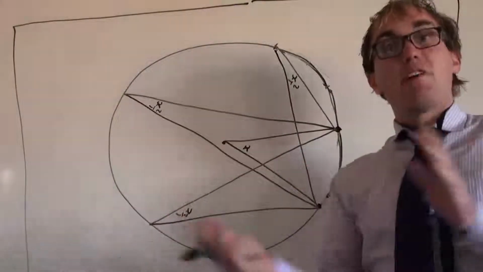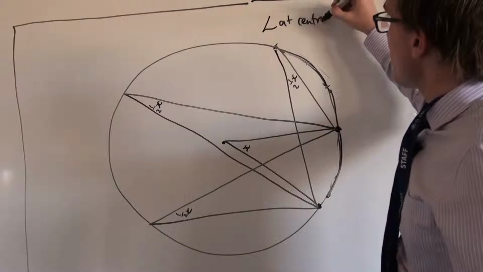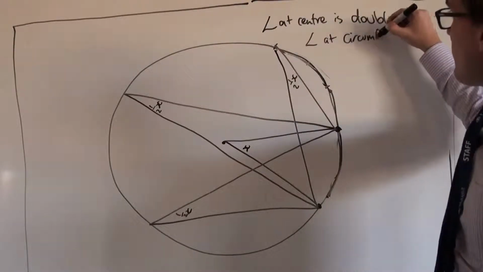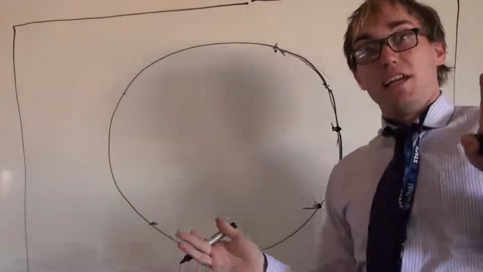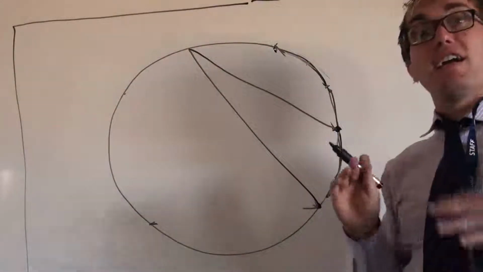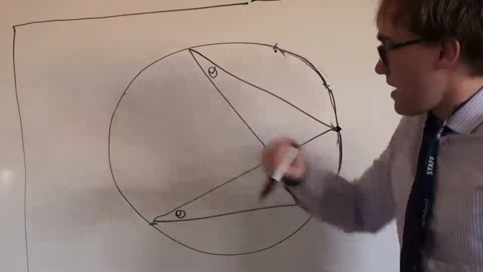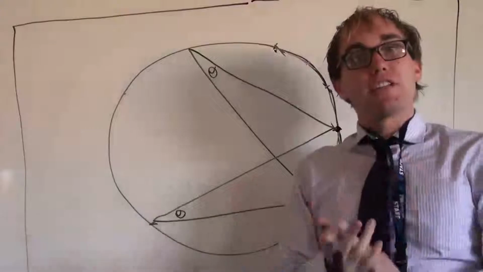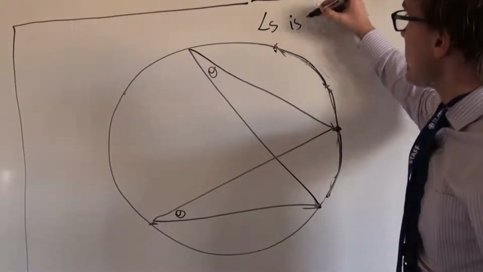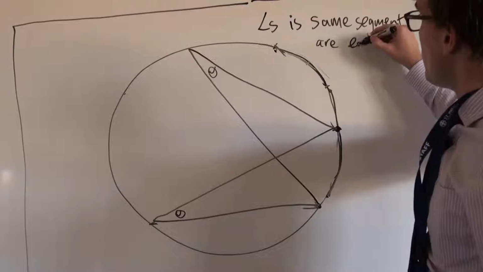If you need to prove this in a circle geometry question, then you simply write angle at center is double angle at circumference. Similarly to that, if you have a segment, any angle going to the circumference is going to be exactly the same. So here and here. If that was theta, then that would also be theta. And any angle on the entire circumference is going to be the same. If you were proving a circle geometry question in an exam, you'd need to write angles in same segment are equal.